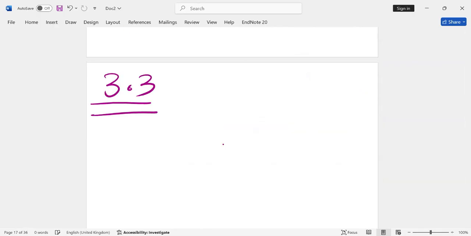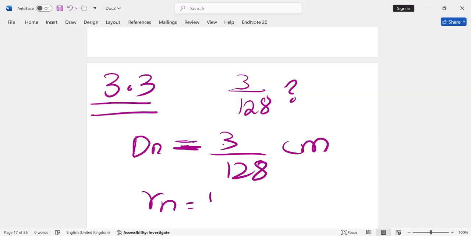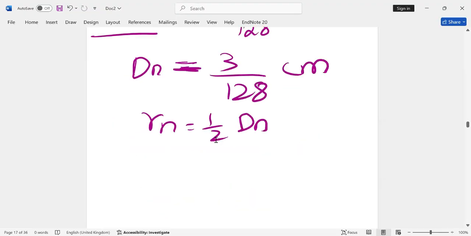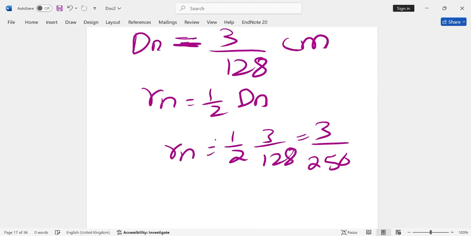In 3.3, which circle has the diameter equal to 3 by 128? Okay. So first convert the given diameter to a radius. We have Dn equals 3 by 128 centimeters. So Rn equals 1 by 2 Dn, and I'm converting my diameter into radius. We have Rn equals 1 by 2 times 3 by 128, and this is equal to 3 by 256 centimeters.